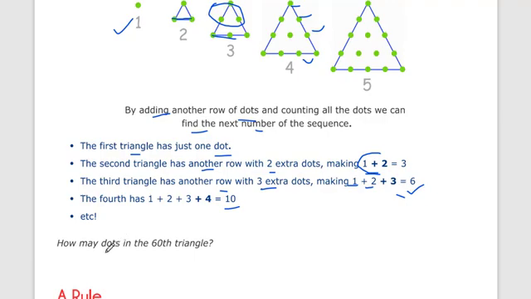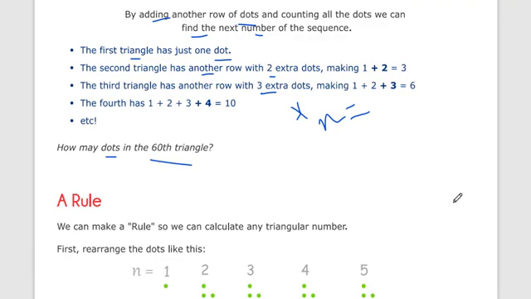Now if we want to find how many dots are in the 16th triangle, what is the 16th term? How do we find it out? We have to make a rule: we have to find the nth term, xn. So how do we find the rule of the triangular sequence?